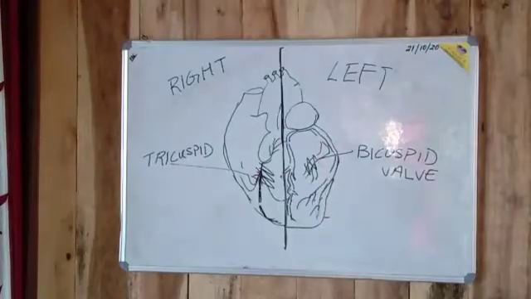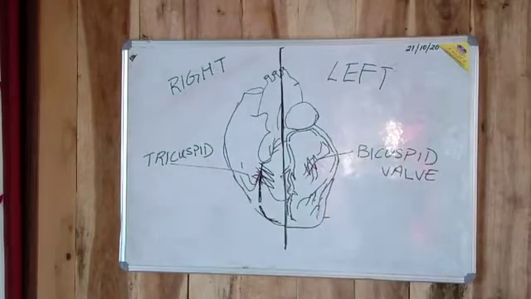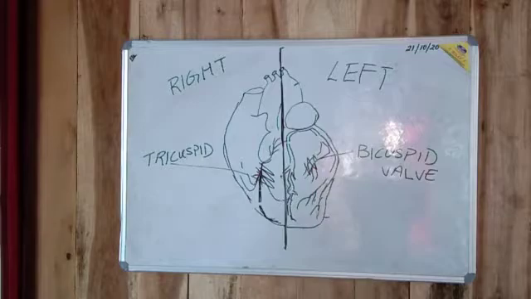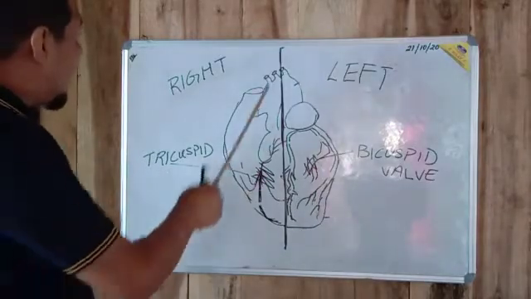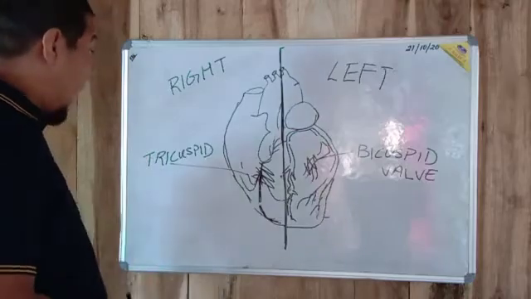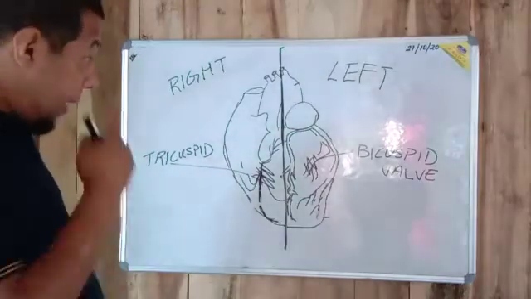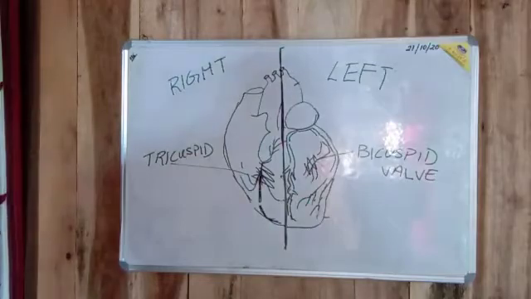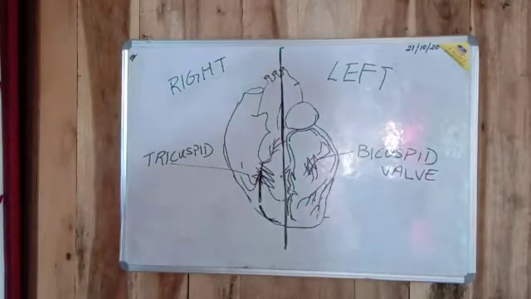Okay, boys. Now we will try to understand the different types of valves that are present in the human heart. Here, if you can see, I have drawn a straight line dividing the human heart into two equal halves. This is an imaginary line only, just to divide the heart and make you understand.